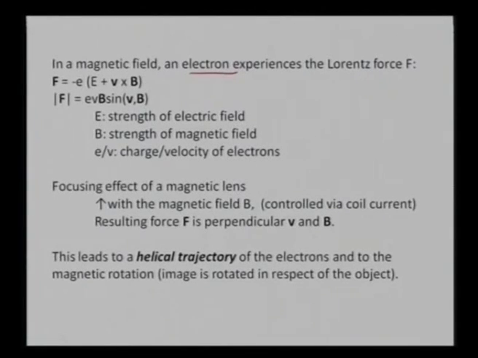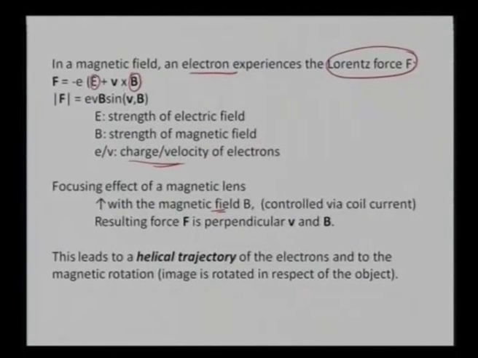And since it is a magnetic field which is being applied, the electrons will experience a Lorentz force. The Lorentz force has a component from the electric field as well as the magnetic field, and it also depends on the charge-to-velocity ratio of the electrons. So basically I am letting the electrons get accelerated, I am applying an electric field, and I am applying a magnetic field. The magnetic field, which is controlled by a coil current, results in a force which is perpendicular both to the velocity and to the magnetic field.